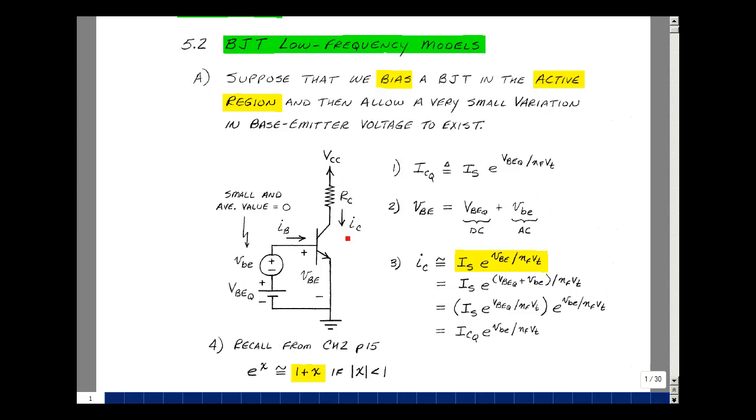The collector current that's here, DC-wise, is going to be our Ebers-Moll equation from Chapter 3, where we had I sub S times e to the VBE over η V sub T. This is going to be at what we call the Q point. And I threw away the small terms that were here.